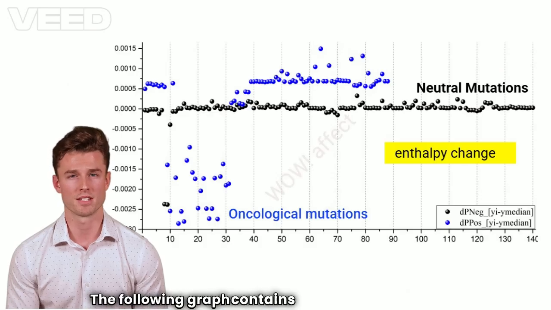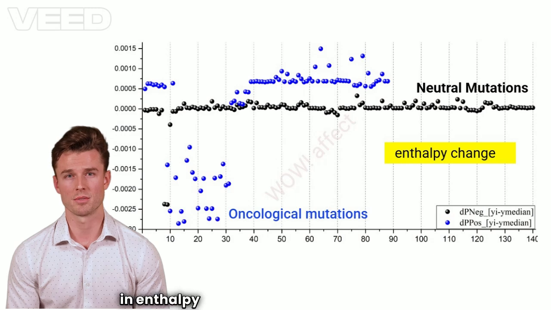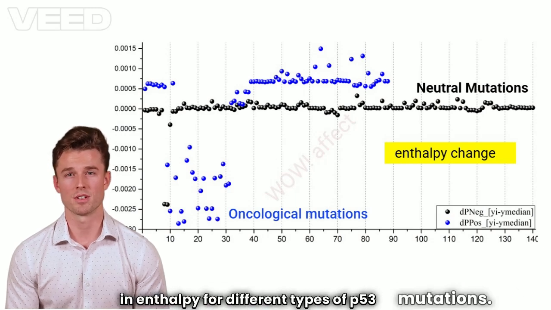The following graph contains information on the change in enthalpy for different types of p53 mutations.